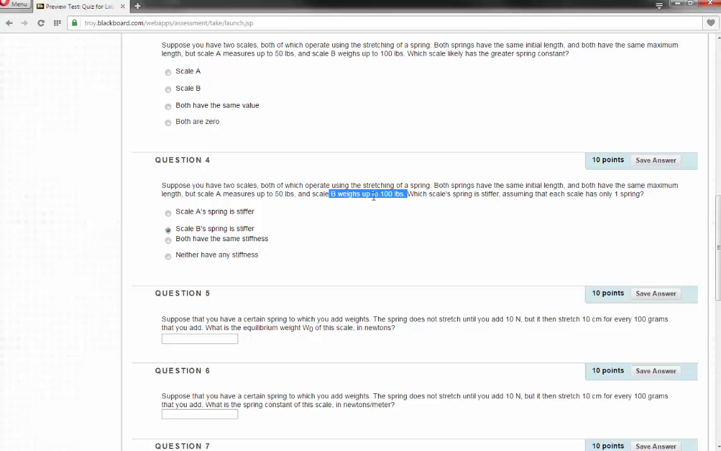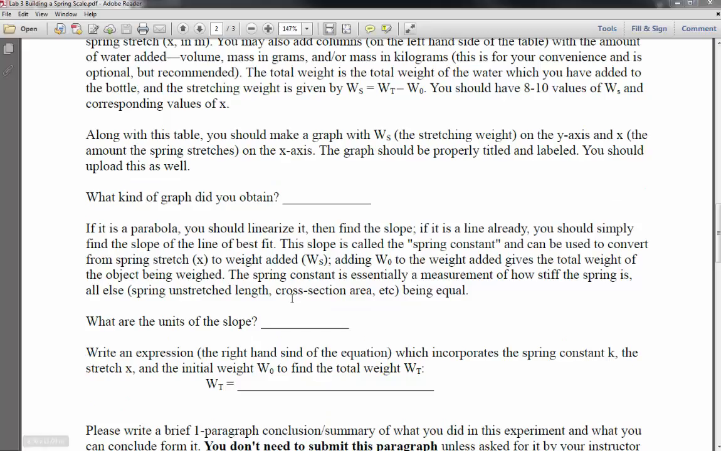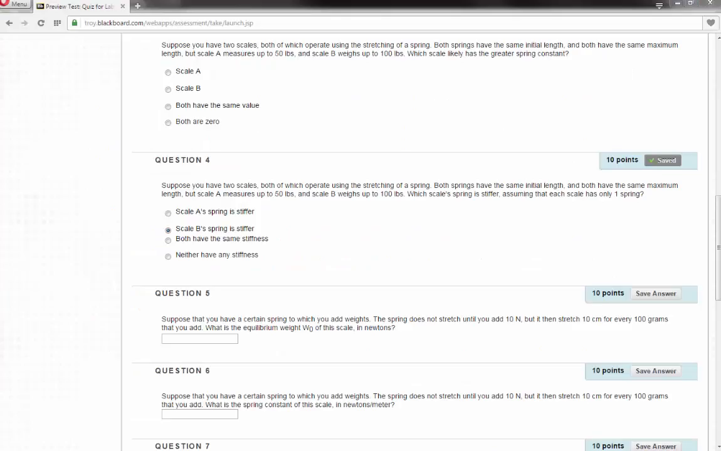And again, recall that the spring constant is basically how stiff the scale is. So that means that because the spring constant is larger, then the stiffness is also larger, because the spring constant measures how stiff the spring is with all else being equal. So therefore we select scale B's spring is stiffer.